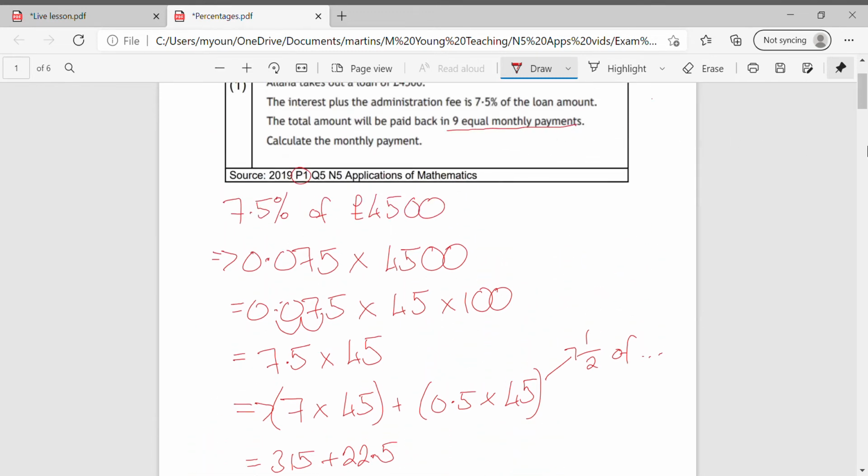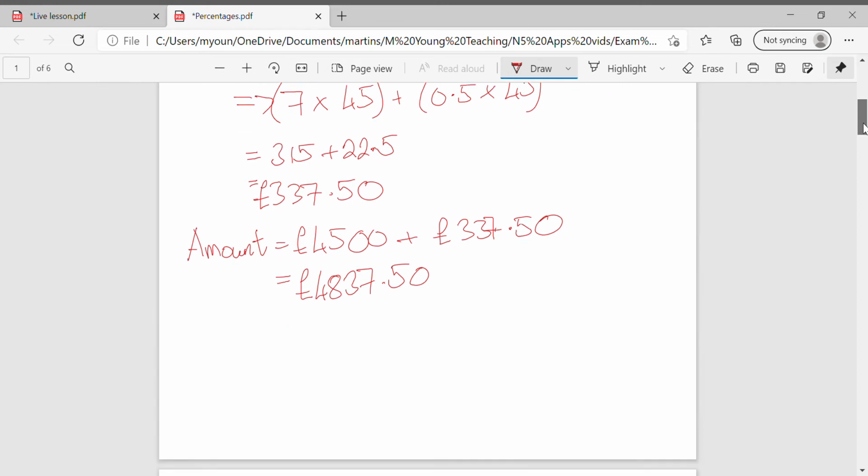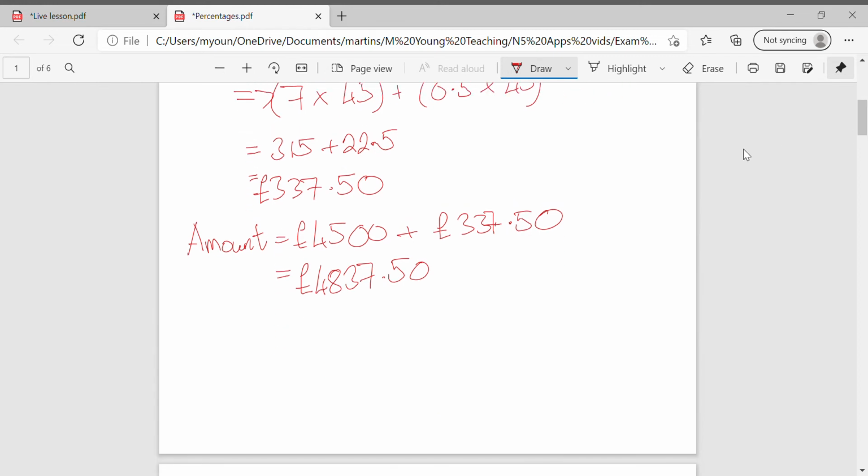So I'm just going to try and divide that by 9. Again, this is going to be one that you do need a sum for. So make sure you're comfortable with doing division sums of that type when we're dealing with decimals. So I'm dividing this by 9, set out my sum, 4837.50, and I'm dividing that by 9.